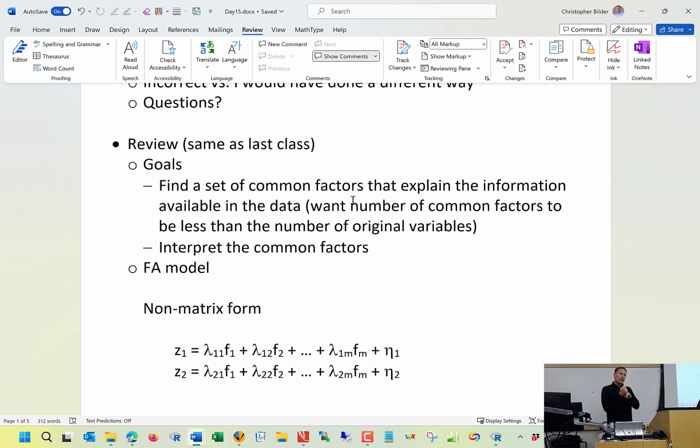It's both a strength and, I guess, an issue that some people have with factor analysis: the interpretation aspect. As you will see today, there can actually be multiple interpretations of these common factors.